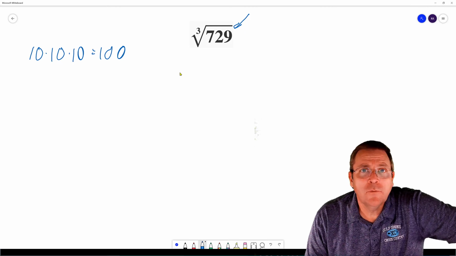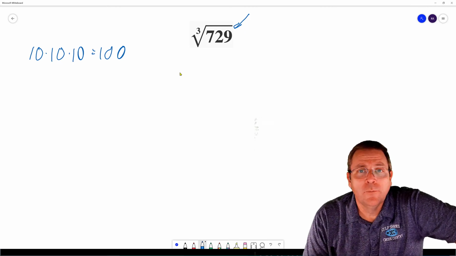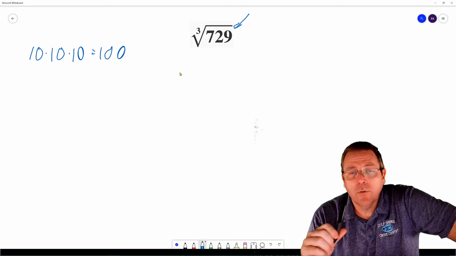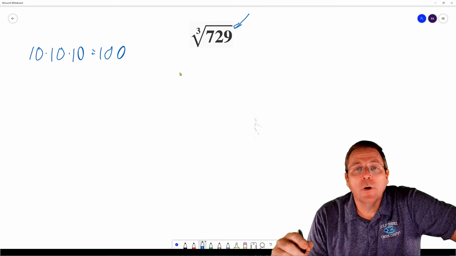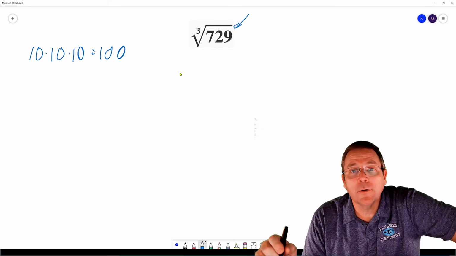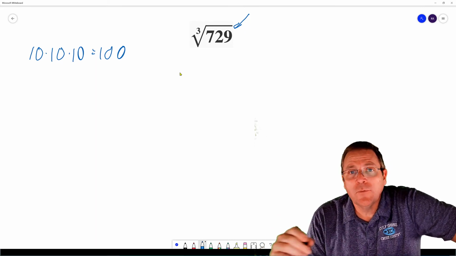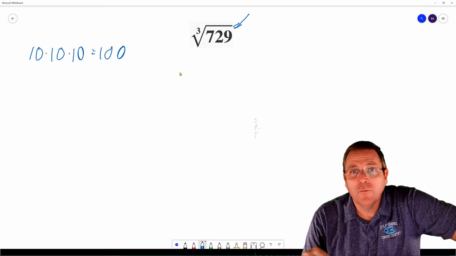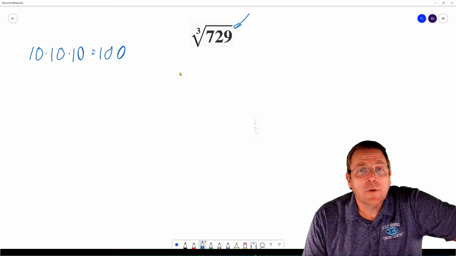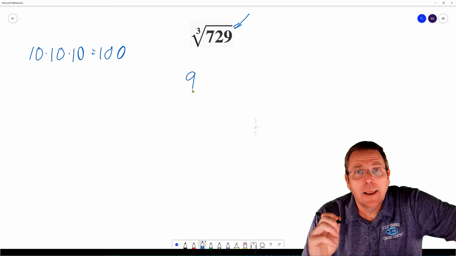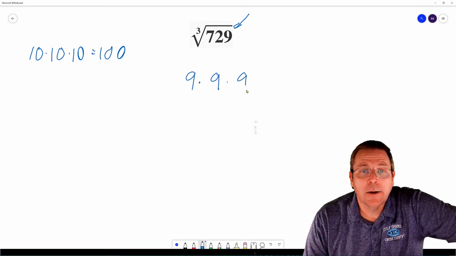Now in class today, when we were doing chapter 3, while I'm recording module 5 here, we did 7 cubed and found that 7 cubed was going to be 343. So I know it's got to be a number bigger than 7. I know it's got to be a number less than 10, and I know it has to be odd. So I'm going for 9. 9 times 9 times 9.